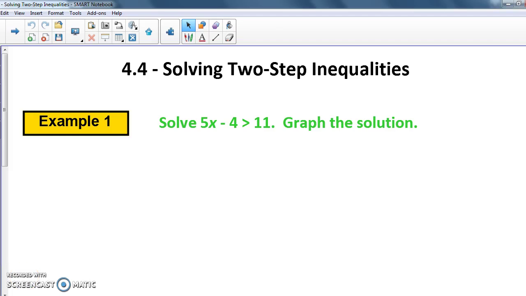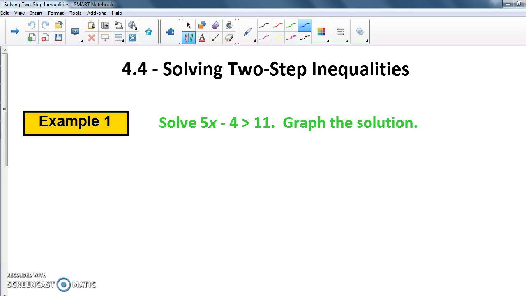Hi guys, the last section in this chapter is solving two-step inequalities. And just like the rest of the chapter, this is really similar to solving two-step equations. You just have to remember the one special rule about inequalities, and that is whenever you multiply or divide by a negative, you flip the sign. So let's take a look at number 1.